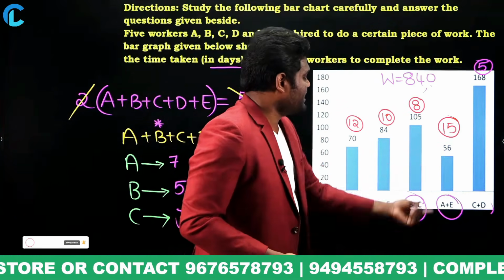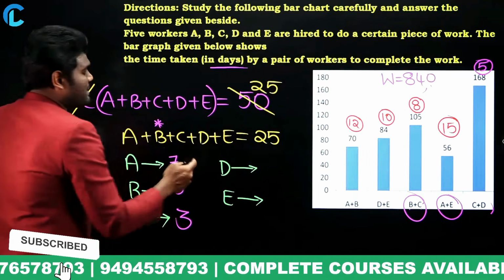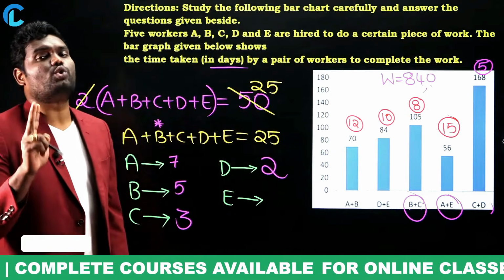Now, this is 15, this is 8. Both of them combined together make 23. From 25, if I subtract 23, the difference is how much? 2. Which means D's efficiency per day is 2 units.